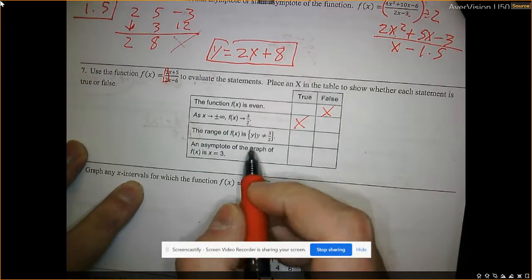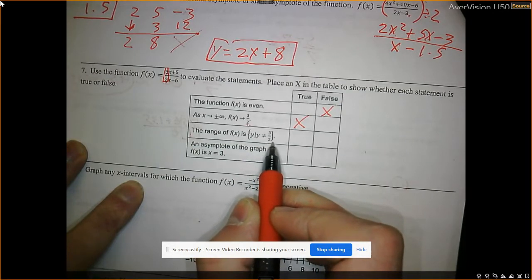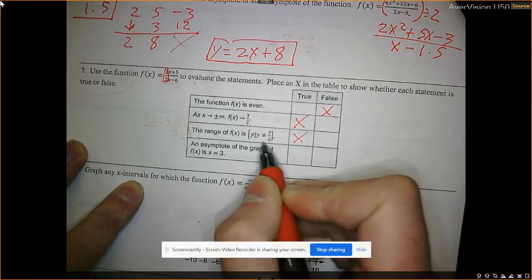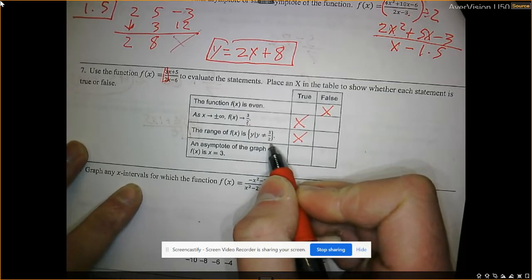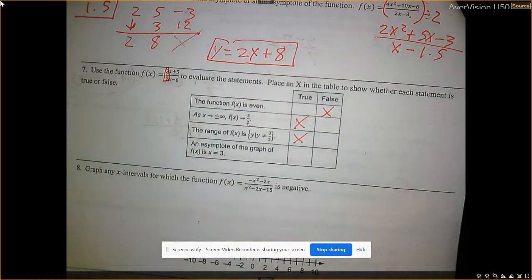Now the range of f of x is y such that y just cannot equal 3/2. That is also true because that is our horizontal asymptote. That's the only y value that we cannot get because it's our horizontal asymptote.